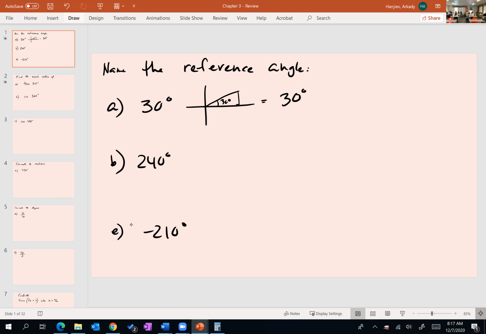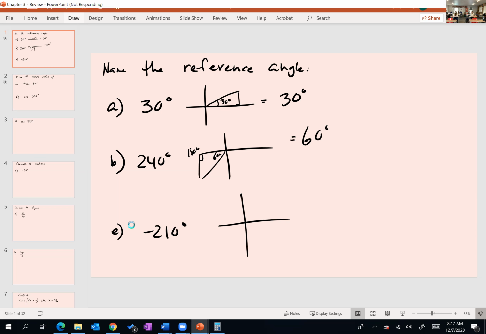B is 60 degrees. 240, you're in quadrant 3. You are 60 degrees more than 180 degrees, so 60 degrees would be the reference angle. Perfect. Next one. I might be wrong, but is it 30 degrees?